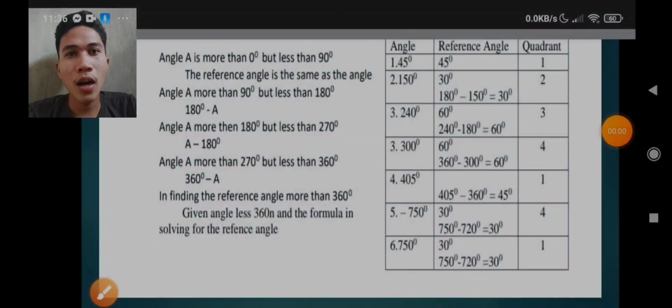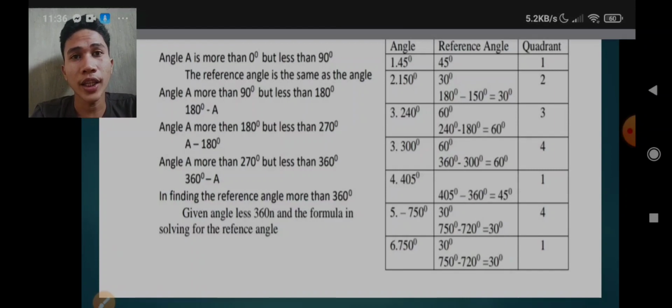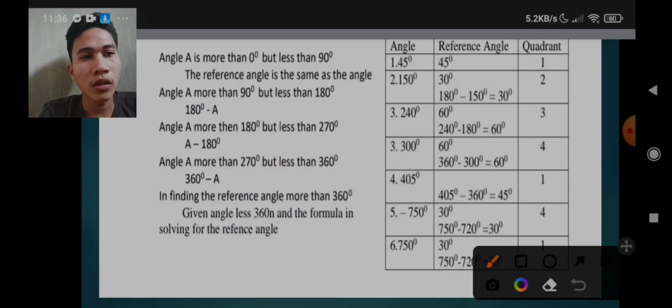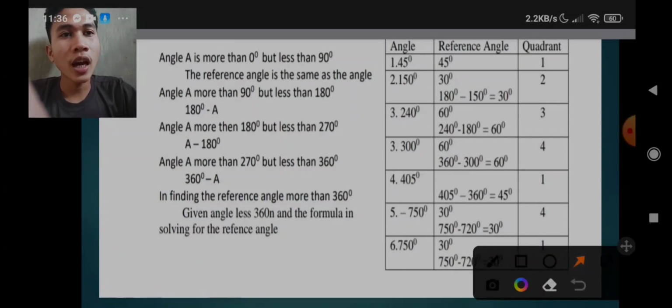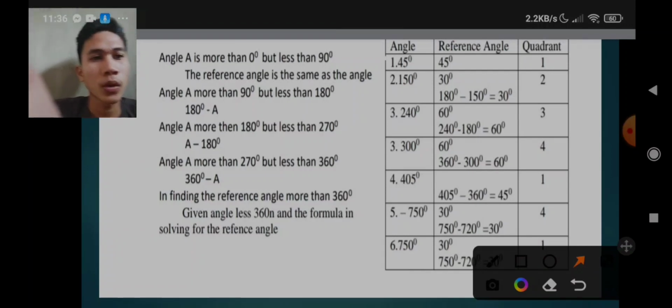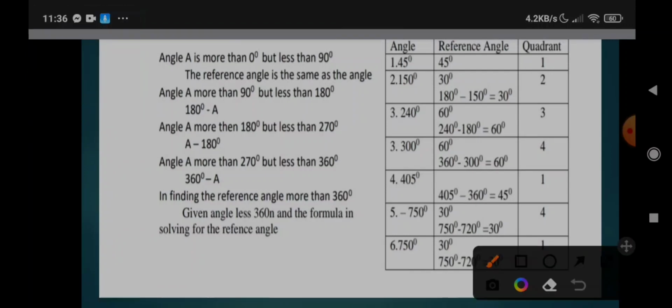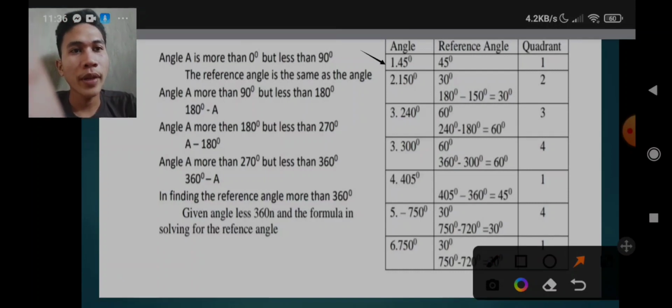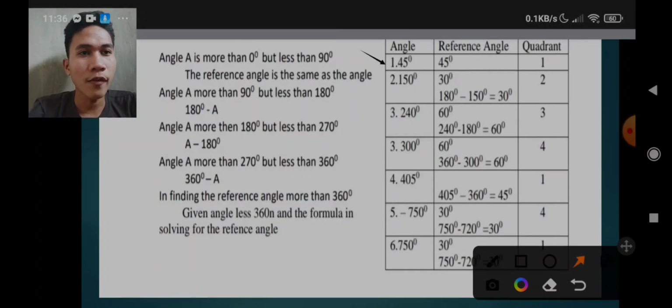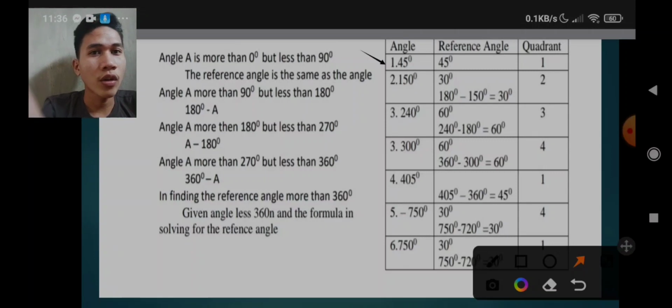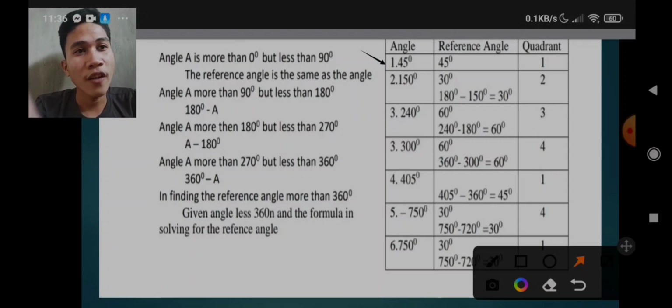So now, how to find the reference angle? So if angle A is more than 0 degrees but less than 90 degrees, you only have to copy what is the given angle. For example, 45 degrees, so the reference angle is also 45 degrees, and it is quadrant 1, because 45 degrees is in the quadrant 1.